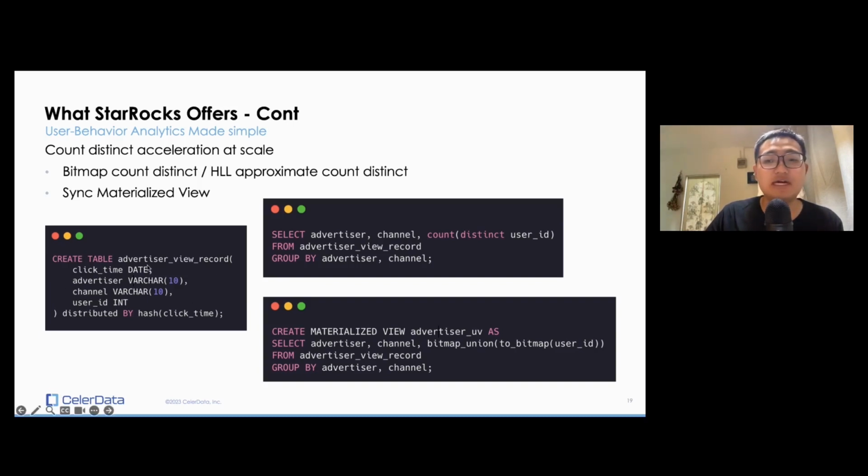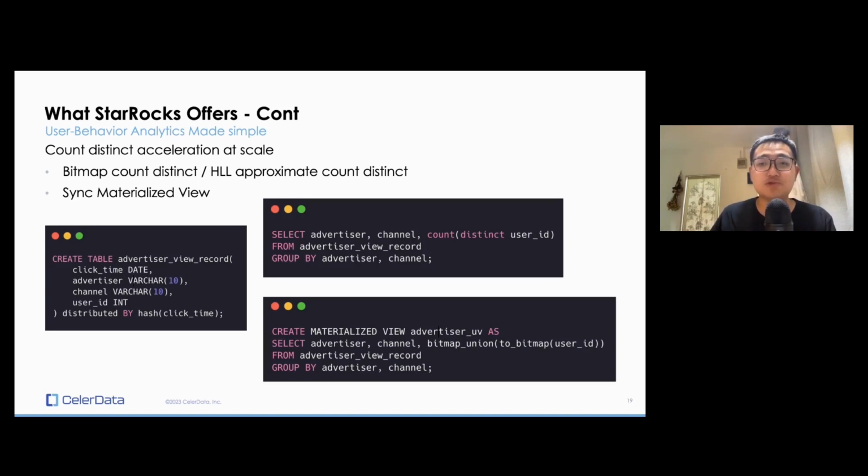Let's say you have a table here, advertiser view record, and you have a user ID that's an int, right? And your typical query is count distinct of the user ID. So you're probably counting the number of unique users who clicked on something, on the advertiser and the channel, on two dimensions, right? And what you can do is create a synchronous materialized view and use bitmap to accelerate this count distinct operation. What a synchronous materialized view does is two things.